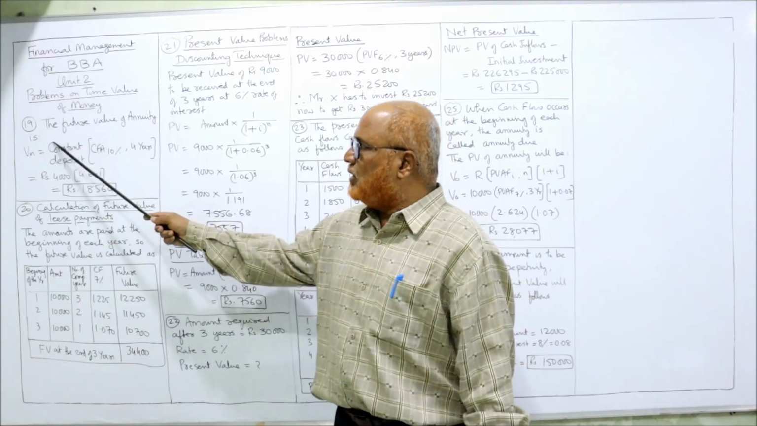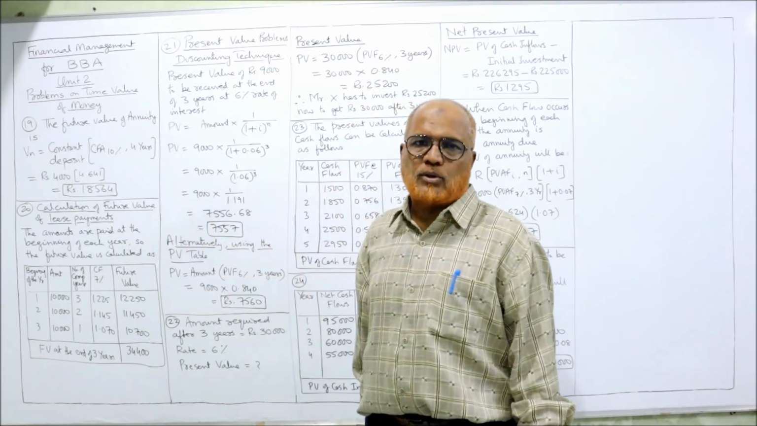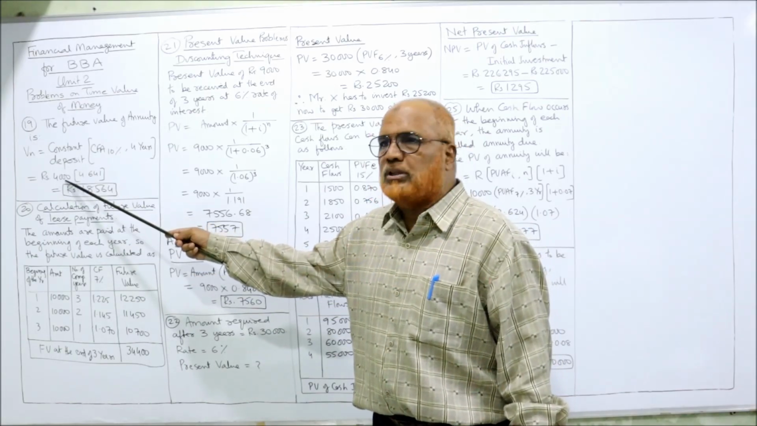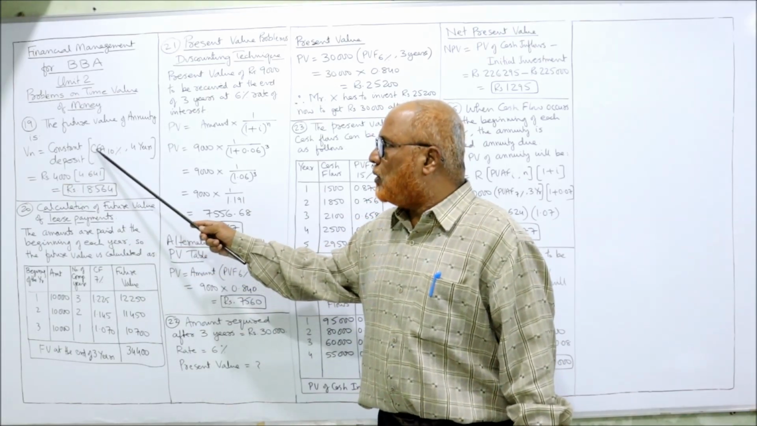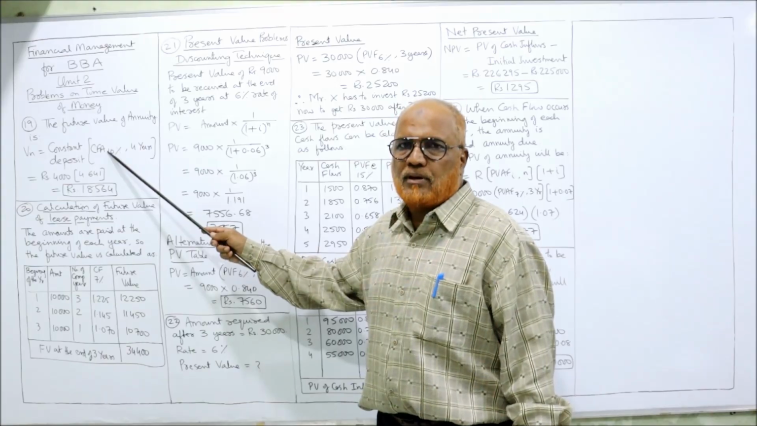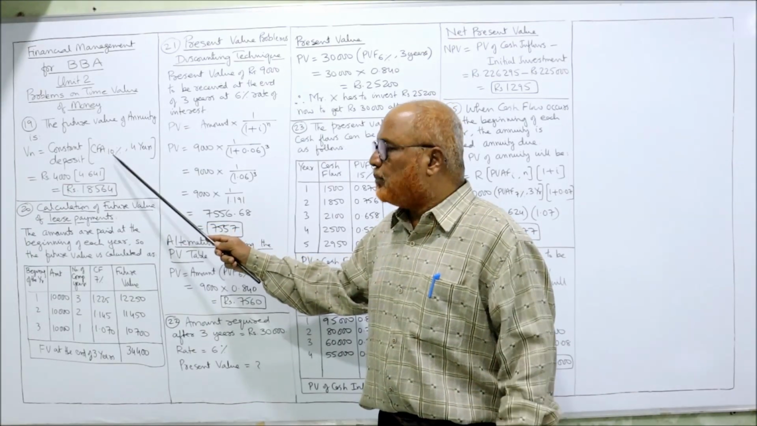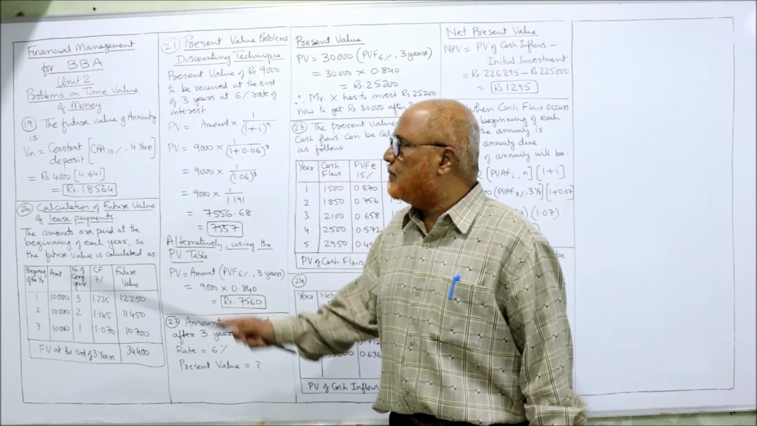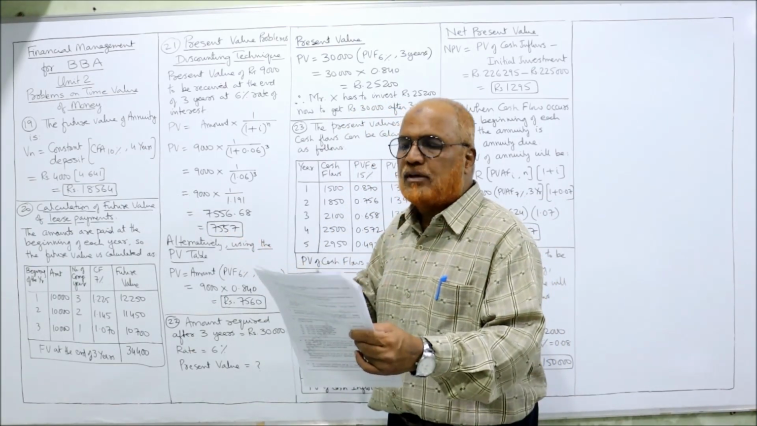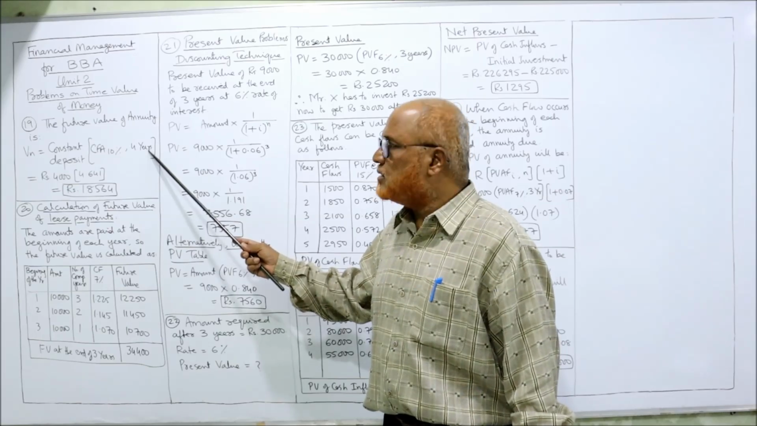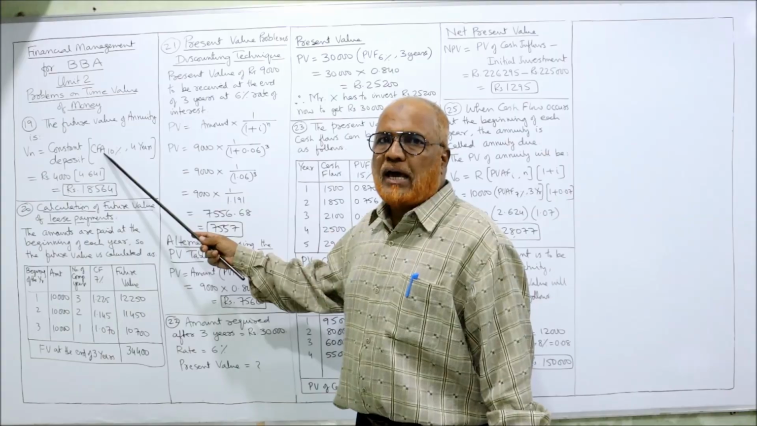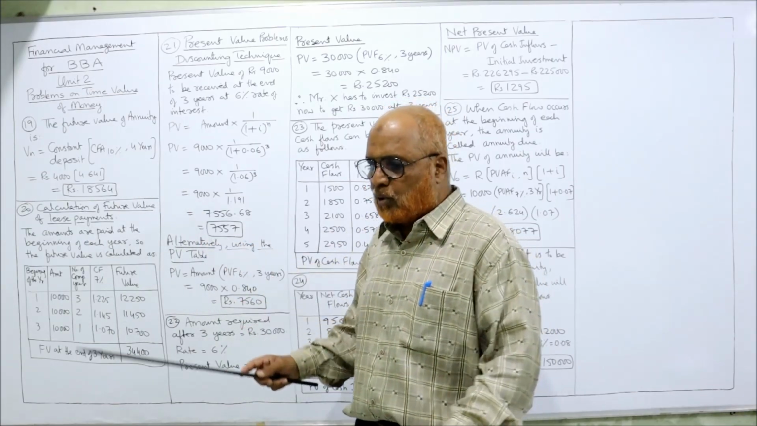The future value of the annuity, Vn, is equal to the constant deposit, every year at the end of the year depositing 4,000, into the compound annuity factor. At what percentage? It is given in the problem: 10% per year. For how many years? 4 years, right? So 4,000 into the compound annuity factor, 10% for 4 years.